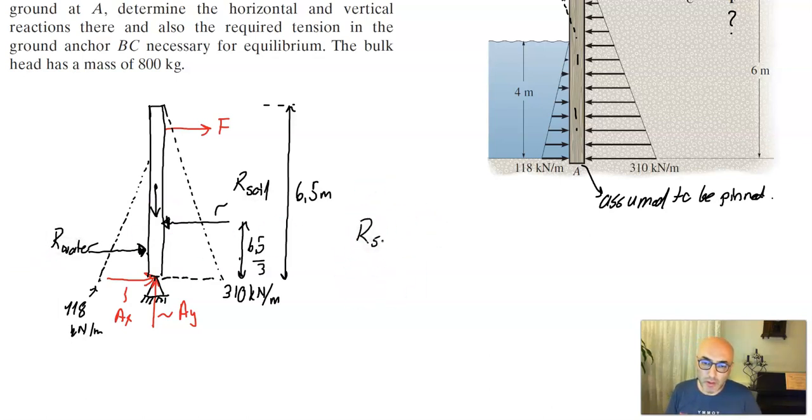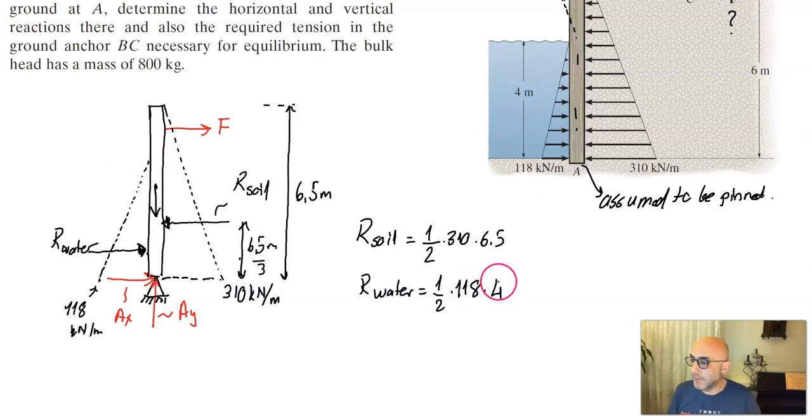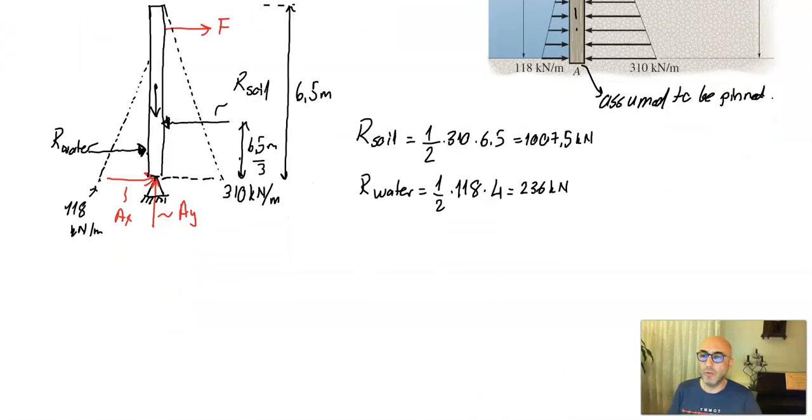We can calculate our soil equivalent single force: R soil equals 1/2 times 310 times 6.5, the area of the triangle, acting at a height of 6.5 meters/3. On the other hand, our water equals 1/2 times 118 times 4 meters. This is 236 kilonewton equivalent force, and our soil is equal to 1,007.5 kilonewton.